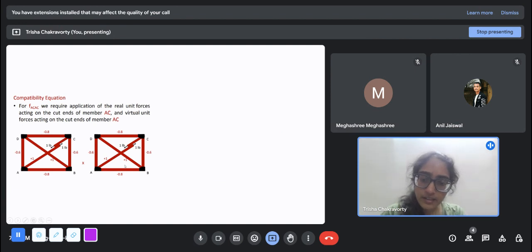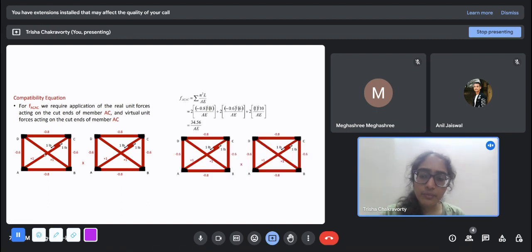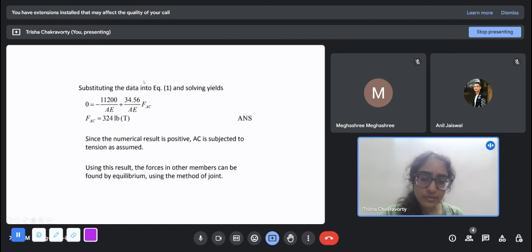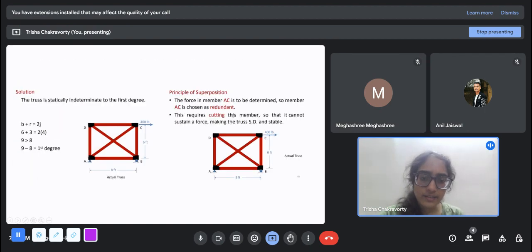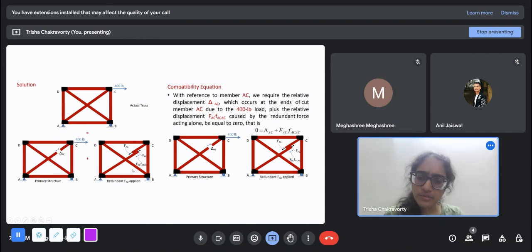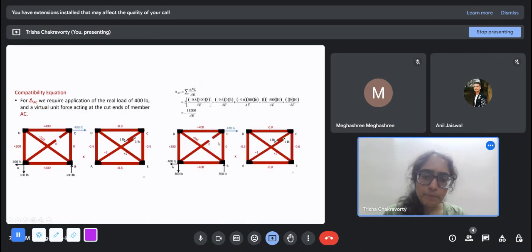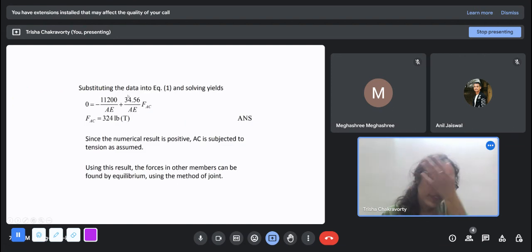Now here, the primary structure and the redundant structure are basically two determinate trusses that you are solving. From that, if you get the small f and the delta, then you will use this equation. This is the compatibility equation. It says that the contribution from this and the contribution from this should add up to 0. The contribution from the first part is what we calculated, and if that member force AC was 1, this would be the deformation. But since the force F_AC is unknown, the equation is delta plus small f times capital F is 0, and here we get F_AC as 324. Since the numerical result is positive, AC is subject to tension as assumed.